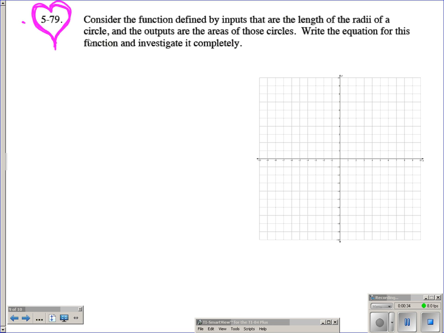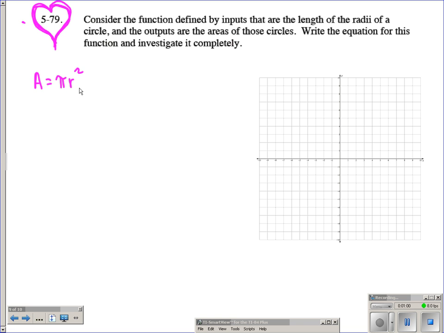So, I think what this is talking about here, when we define the inputs as the length of the radii, and the outputs are the areas of the circles, we have to be talking about the formula area equals pi times the radius squared. How many people remember that?